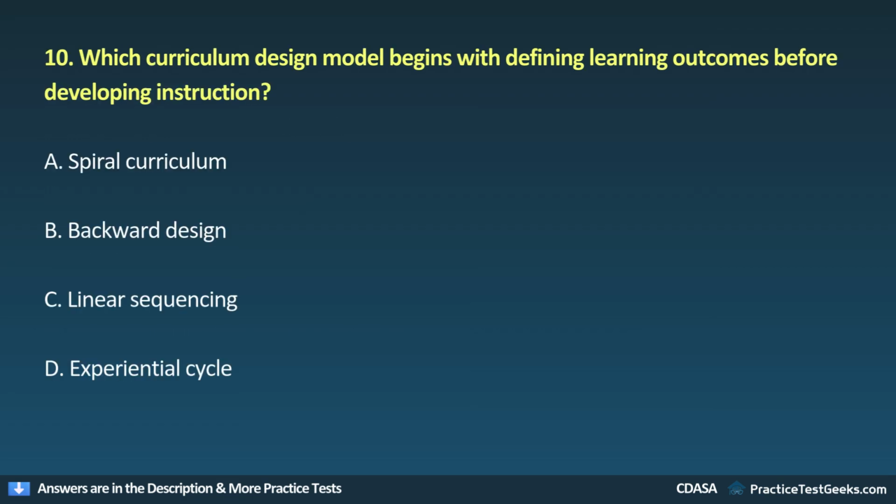10. Which curriculum design model begins with the end in mind? A. Spiral curriculum. B. Backward design. C. Linear sequencing. D. Experiential cycle.